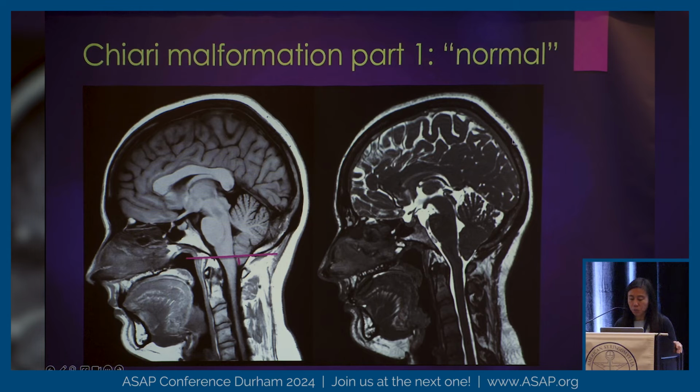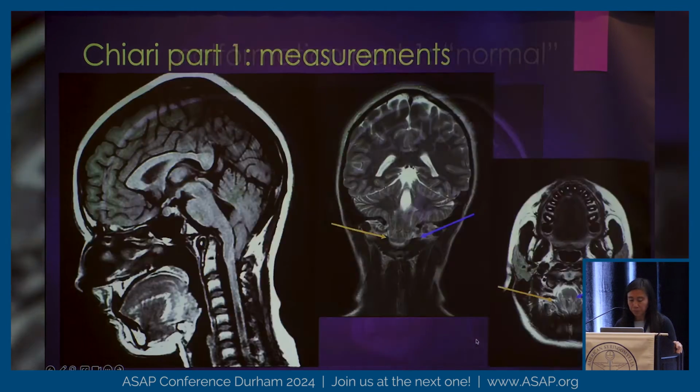But this is CSF is bright, and the subcutaneous fat, or fat anywhere, even under the chin, is bright. And so that's how you know this is a T2 weighted sequence. And of course, if there was a Syrinx, I would be able to see the Syrinx in the cord there.